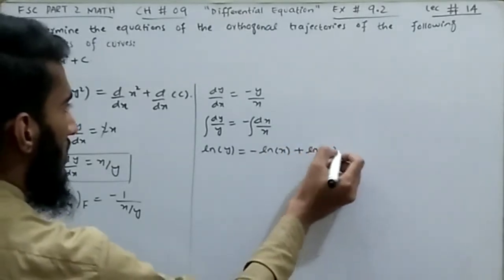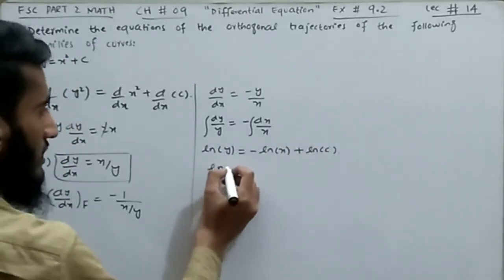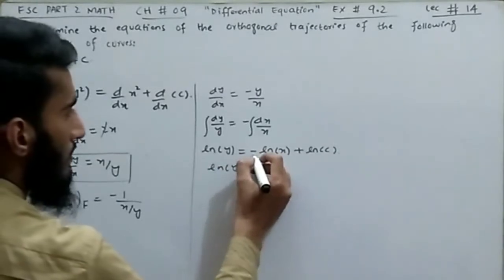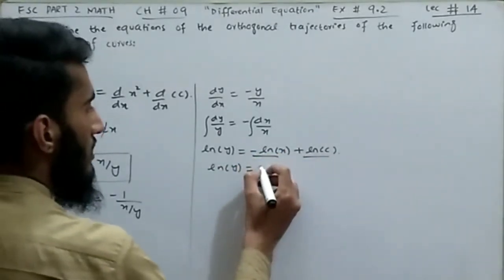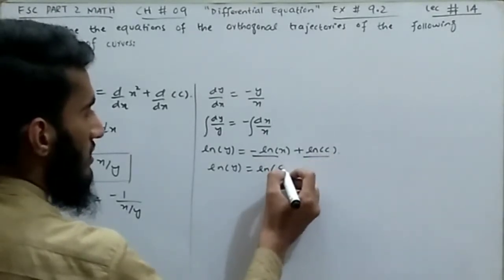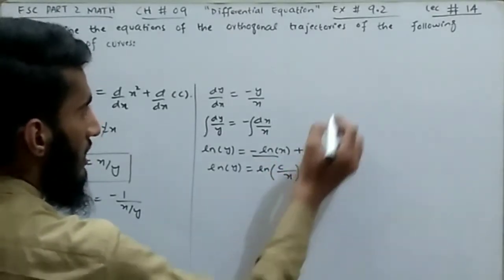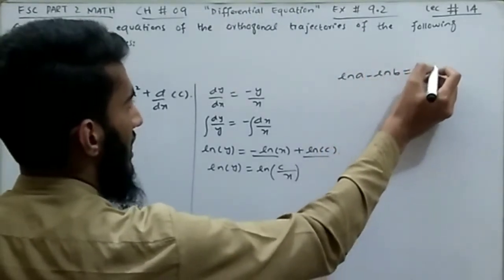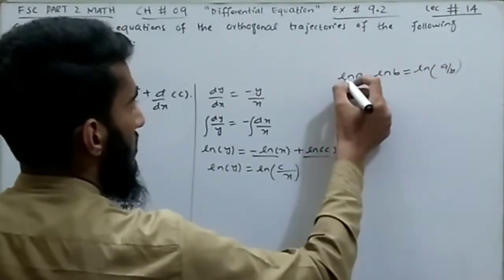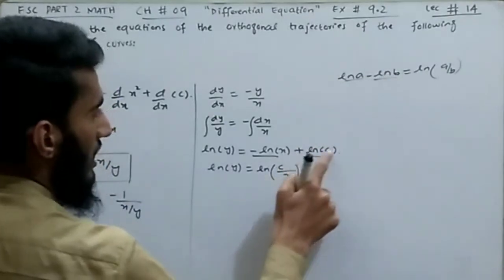ln, so it becomes ln of y. Over here it is minus and it is plus, so the formula to be used is ln of this c divided by this x. This is the formula ln of a minus ln of b, which is equal to ln of a by b. So ln of a by b, so ln of c by x.